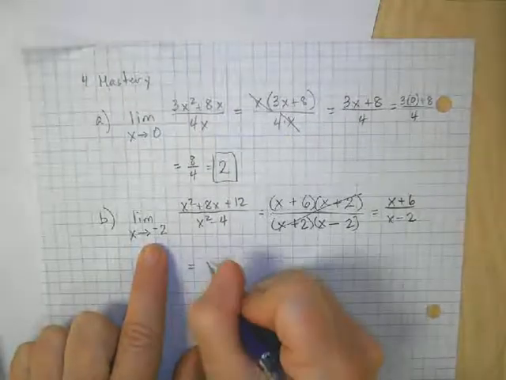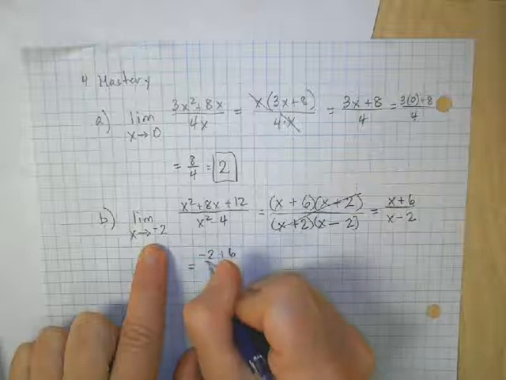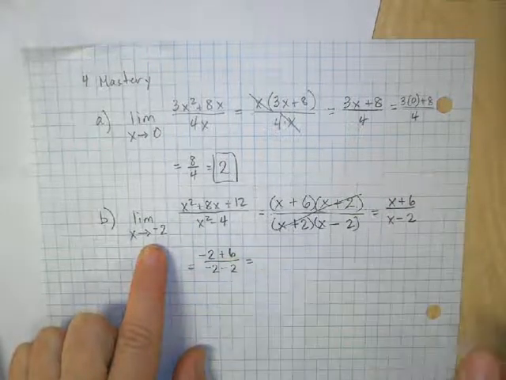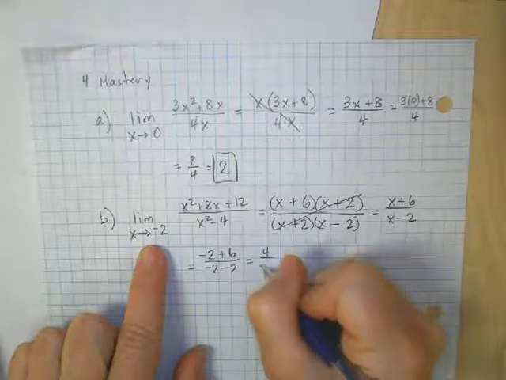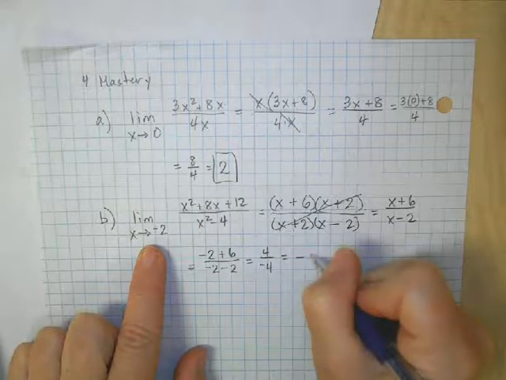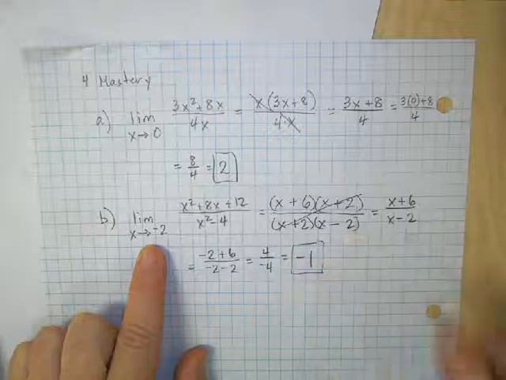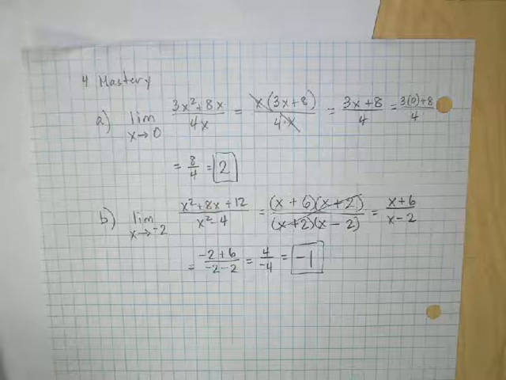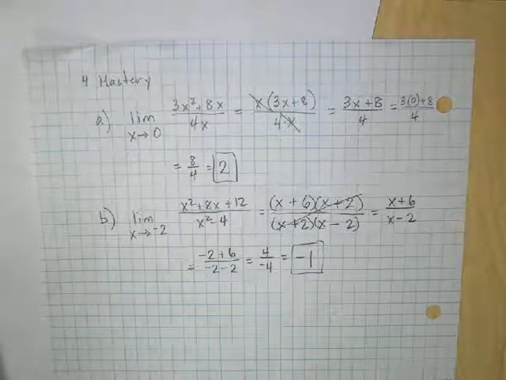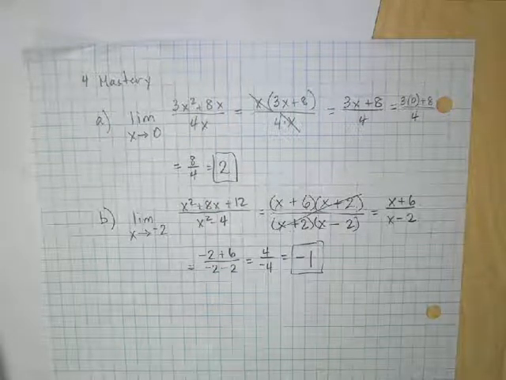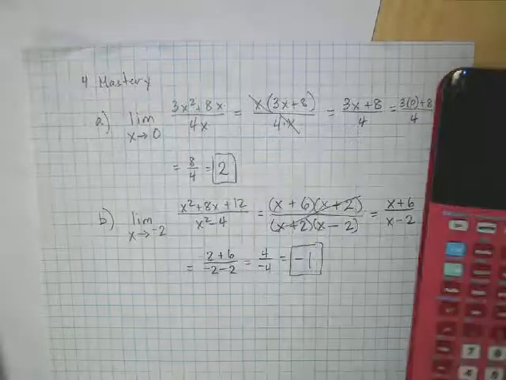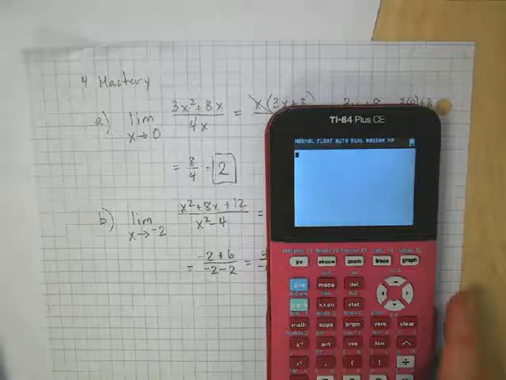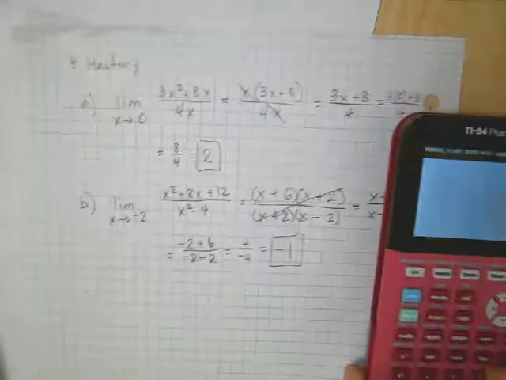So I get negative 2 plus 6 over negative 2 minus 2. And I get positive 4 over negative 4, and my limit is negative 1. And notice I did it without a calculator. So if you want to be able to check these on a calculator, we could do that. But notice I did everything on this practice quiz without a calculator, so that's what I expect you to be able to do on the first learning target, is actually be able to do these without a calculator.